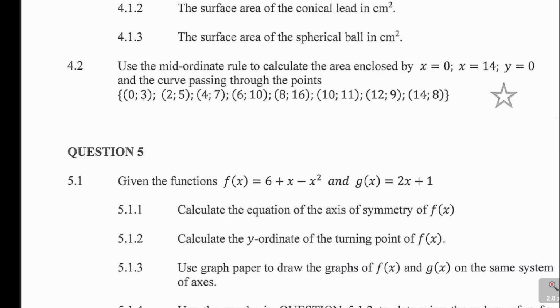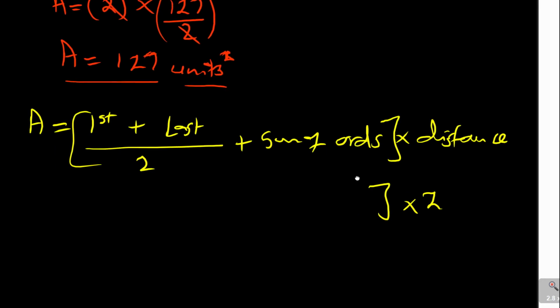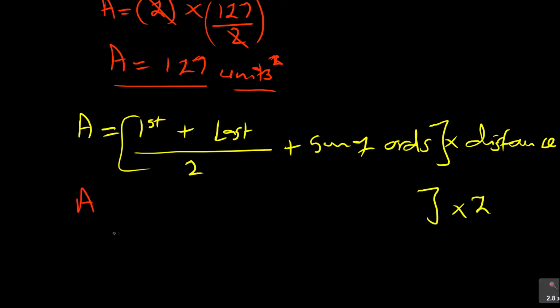Then first and last, this is what you do. You take this 3, and the last one is what? It is the 8. Then we add them, 3 plus 8, but you divide by 2. This is the first one and this is the last. So you say 3 plus 8. Say A is equal to 3 plus 8 over 2. Are you with me? Plus now the sum of the others.